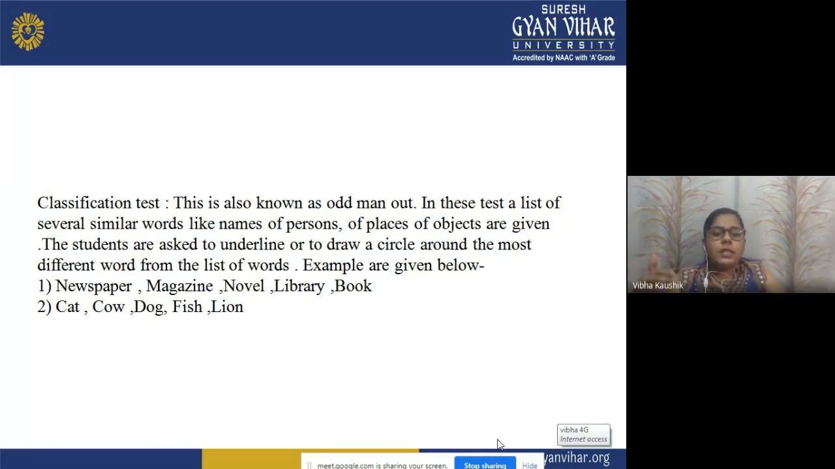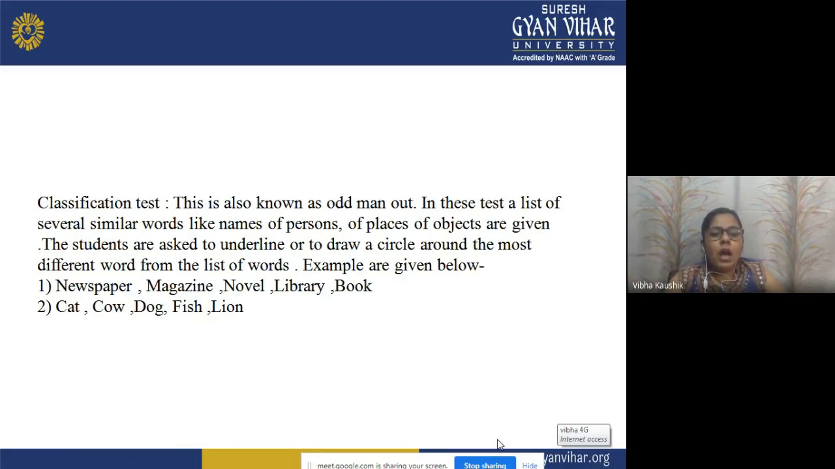Now the next is the classification test. This is also known as odd man out. In these tests, a list of several similar words, like names of persons, places, or objects, are given. Means when the teacher is framing a classification test, a list of similar words is given by the teacher, and the teacher will ask the student to pick out the odd man out.